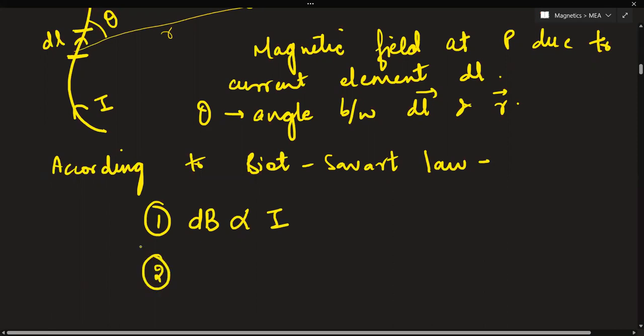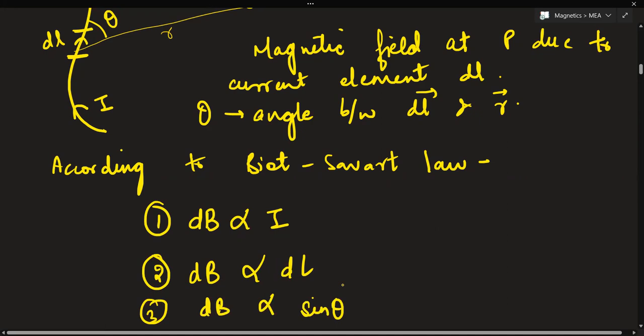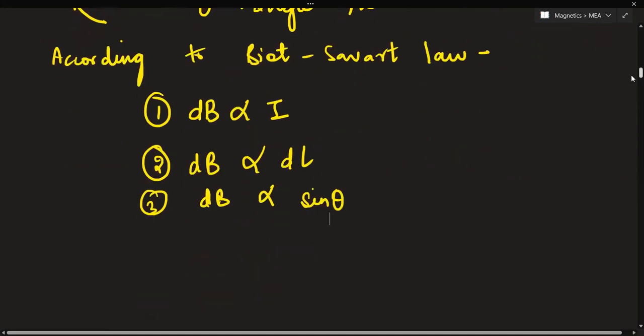Second point of this law: the magnitude of the magnetic field is directly proportional to the current element dl, the length dl of the current element. Then thirdly, dB is directly proportional to the sine of the angle between dl and small r, that is, dB is directly proportional to sine theta.